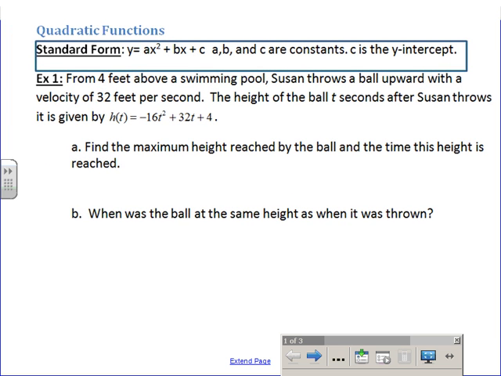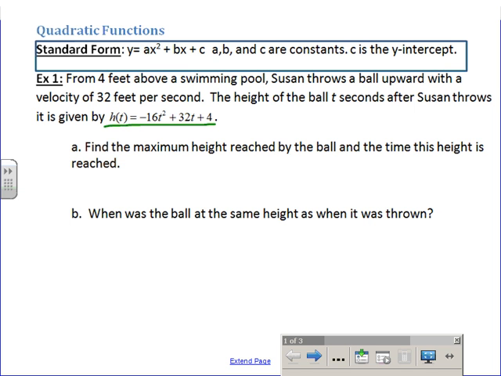So here's the situation in example 1. From 4 feet above a swimming pool, Susan throws a ball upward with a velocity of 32 feet per second. The height of the ball t seconds after Susan throws it is given by h of t equals negative 16t squared plus 32t plus 4. We want to find the maximum height reached by the ball and the time this height is reached.